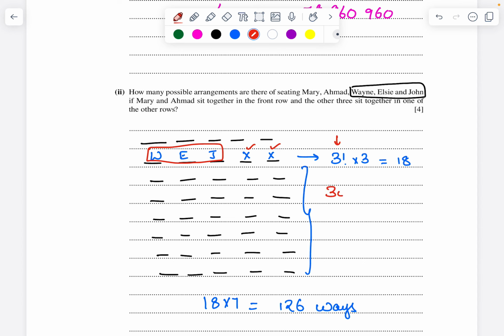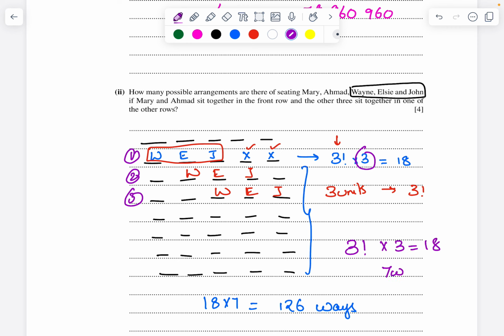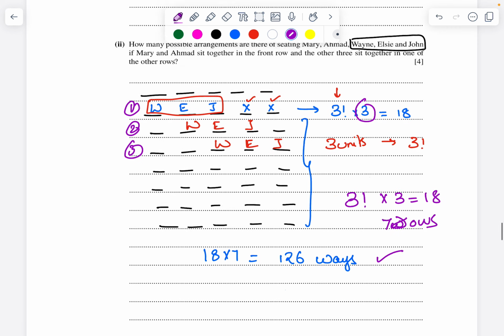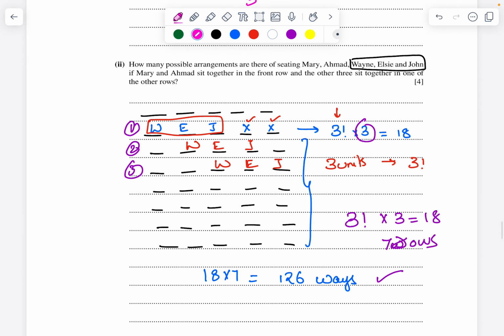3 units can be arranged in 3 factorial ways. Then WEJ can be arranged in 3 ways. This is one way, this is the second way, and this is the third way. That's why this is 3 ways. So total is going to be 3 factorial times 3 ways, which is 18 ways. But again, there are 7 rows for that. So 18 times 7 is nothing but how much? 126.